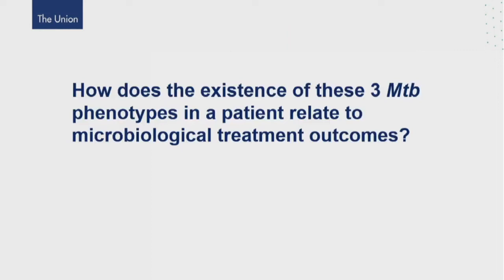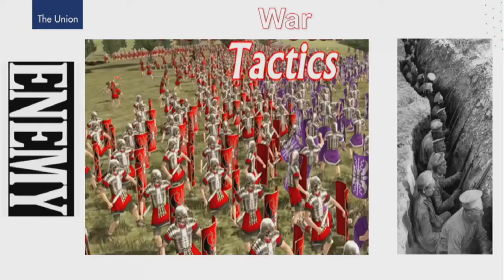So how do the existence of these 3 MTB phenotypes in a patient now relate to microbiological treatment outcomes? Nicholas already this morning used the comparison with soldiers, and surprisingly, I also looked at war. I don't know why we both did that, but there must be something there. So we have the enemy, and I went back to the Roman times. In the Roman times, you had 2 main types of soldiers. You have the low socioeconomic class, poor soldiers who were not really trained and were just kind of thrown in there to be killed. Then you had the higher socioeconomic class soldiers who actually went through military training, and they were equipped to fight.